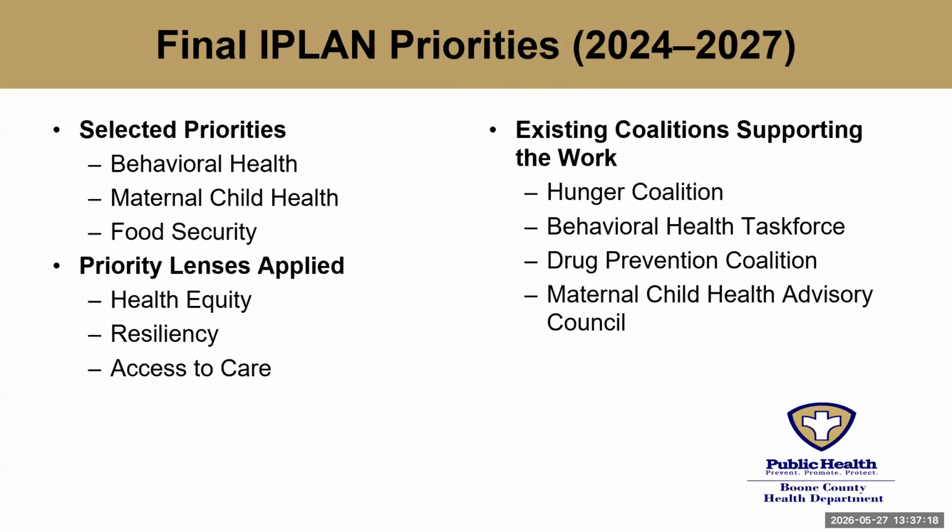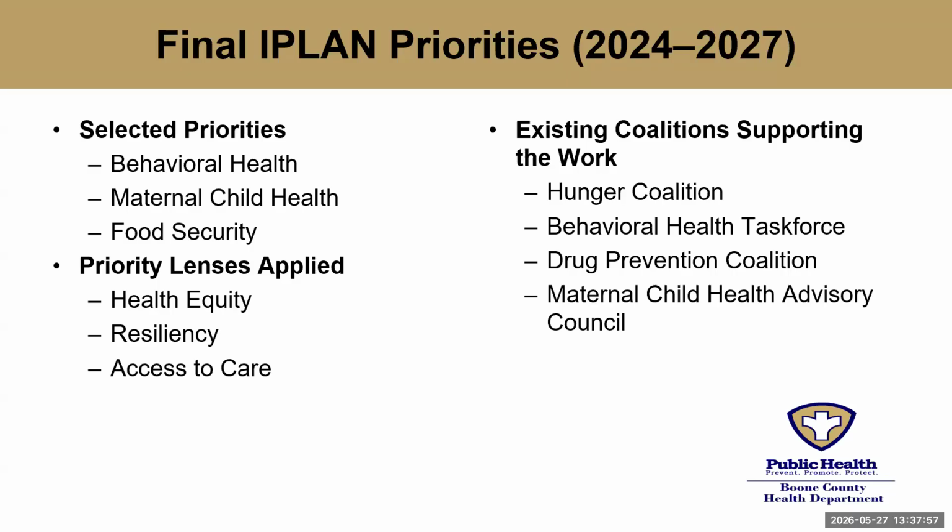So what we ended up doing, which has been extremely helpful, is we selected 3 health priorities: behavioral health, maternal child health, and food security. And then we use a lens approach. So we take our action plan and within behavioral health, maternal child, and food security, we have goals and objectives that are specifically tied to health equity. Because that theme emerged as something very important as well, we decided to utilize it as a cross-cutting factor across all of our health priorities. So in our goals and objectives, resiliency, access to care, and health equity are baked into those priorities.